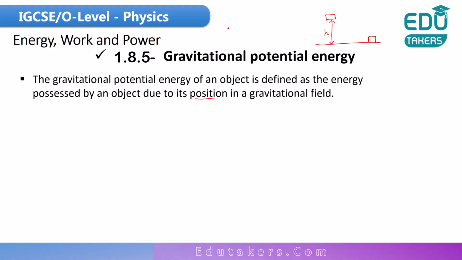So the gravitational potential energy is basically represented by GPE, where G is gravitational, P is potential, and E is energy. Gravitational potential energy is equal to mgΔh, where m is the mass of the object, g is gravitational field strength, and Δh is the difference of height. I can simply say here that the gravitational potential energy depends upon the mass, gravitational field strength, and the height of the object.